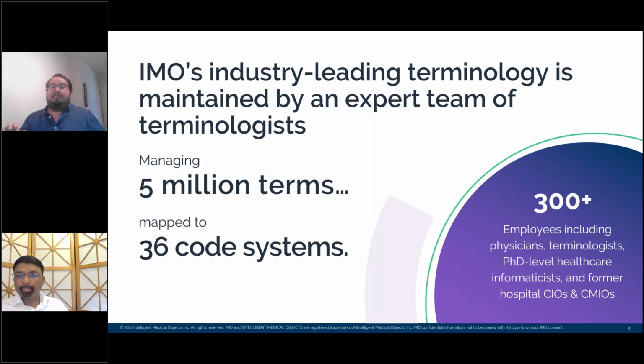We have over 300 different employees here at IMO, including physicians, terminologists, PhDs, and solution specialists such as myself, and we're all here to help manage and curate this clinical terminology that allows us to be the industry leader in this healthcare IT space.